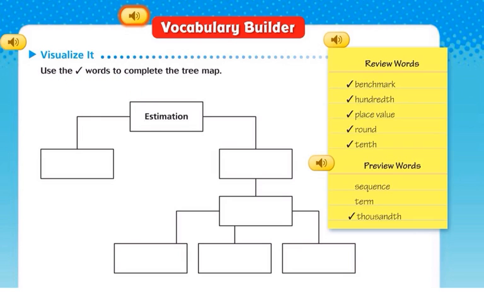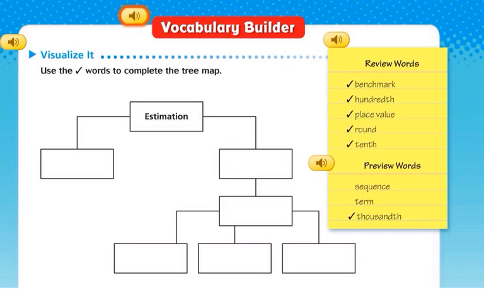So boys and girls, it's really important that we check through the review words and the preview words and make sure that we're only using words that have a check mark by them to complete our tree map. So let's go down our line and let's see what we have here. Benchmark, hundredth, place value, round, tenth. Also in the preview words, boys and girls, we have thousandth. So those are the only words that we're going to be using to complete our tree map.